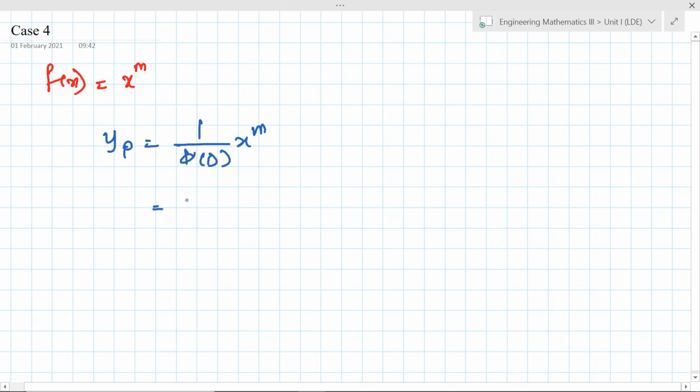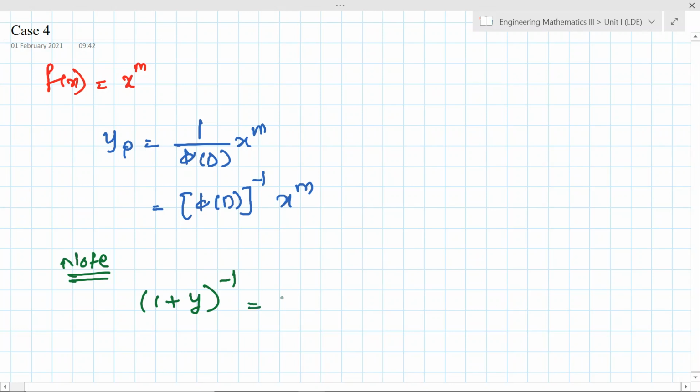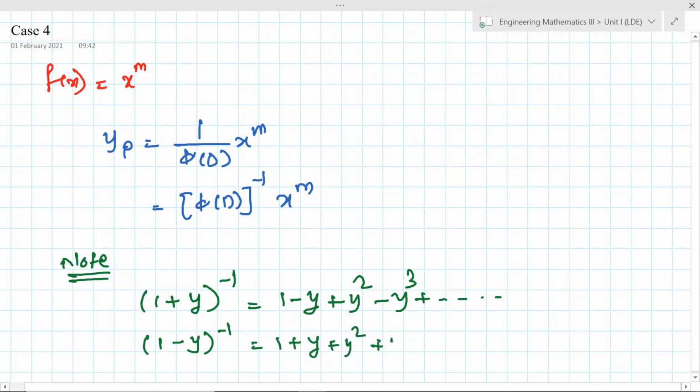Now what we need to do here: take this phi of D to the numerator, its power becomes minus 1, with x raised to m, and try to expand this with the help of expansions. I want to give you the note that these two expansions are very important for solving this case. What are those expansions? (1 plus y) raised to minus 1 is equal to 1 minus y plus y square minus y cube and so on. And (1 minus y) raised to minus 1 is equal to 1 plus y plus y square plus y cube and so on. All the terms are positive.